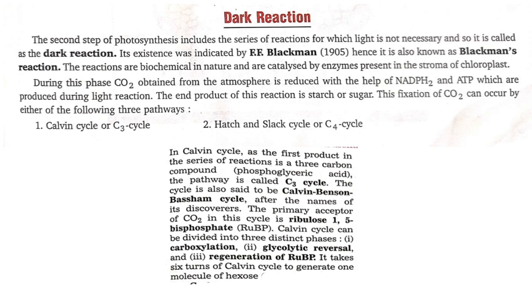So what happens here is that in this phase CO2 obtained from the atmosphere is reduced with the help of reduced NADP and ATP, which are produced during light reaction, and the end products of the reaction are starch or sugar. This fixation of carbon dioxide can occur either by Calvin cycle or C3 cycle, or Hatch and Slack or C4 cycle. So now we begin with the Calvin cycle.